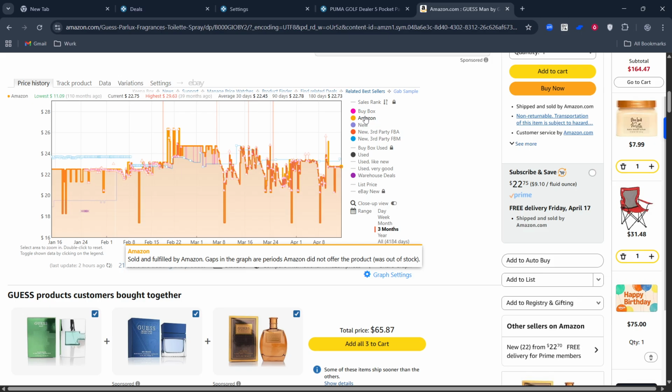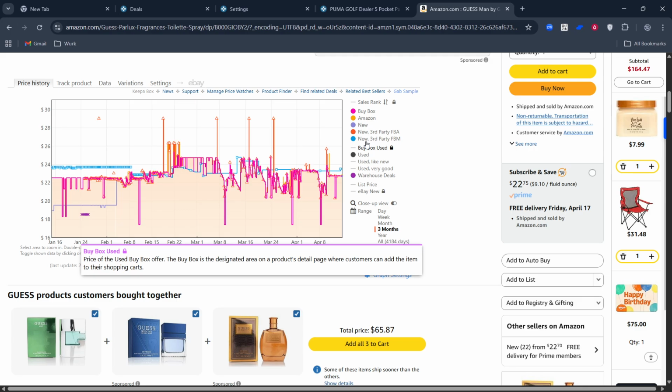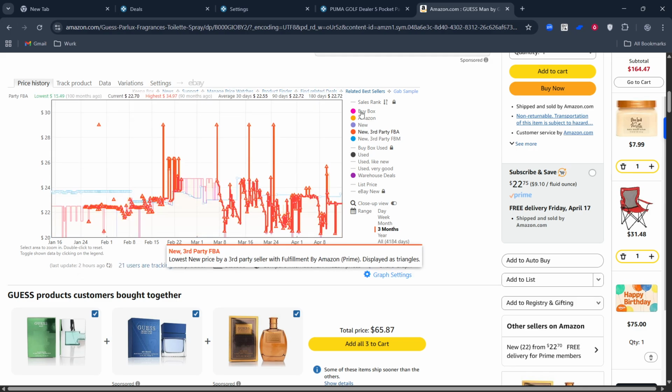Now, assess price history. Look for the red line, which shows the buy box price. You want to see a stable, consistent price with minimal big spikes or sharp drops. Stability helps ensure your profit assumptions won't evaporate after you buy inventory.